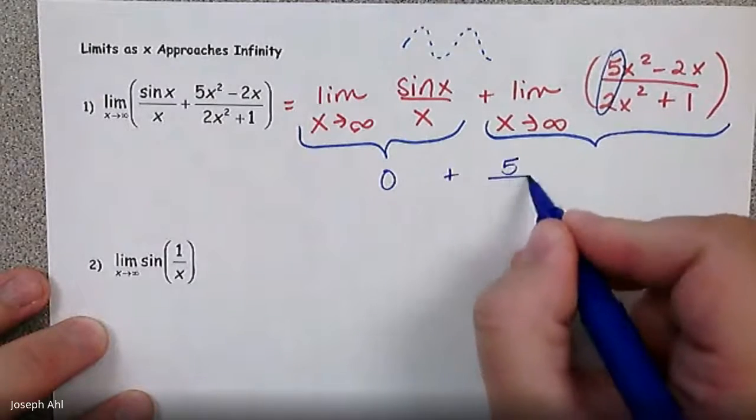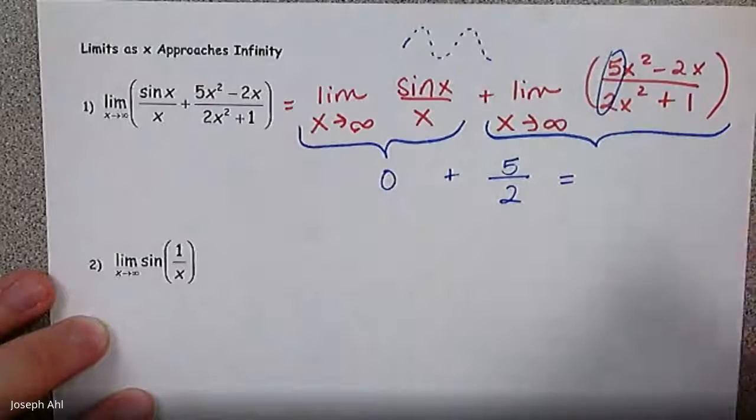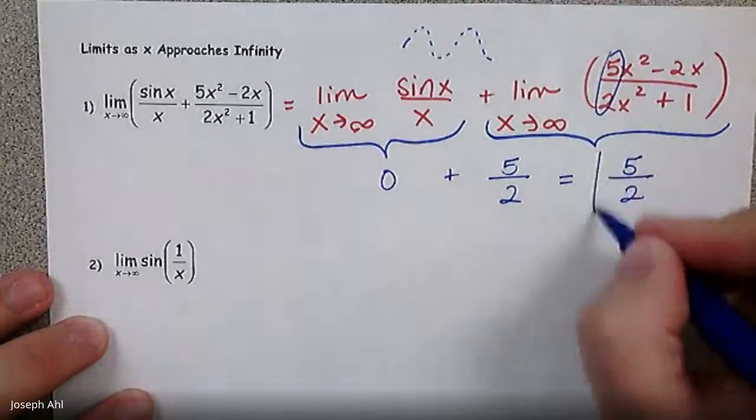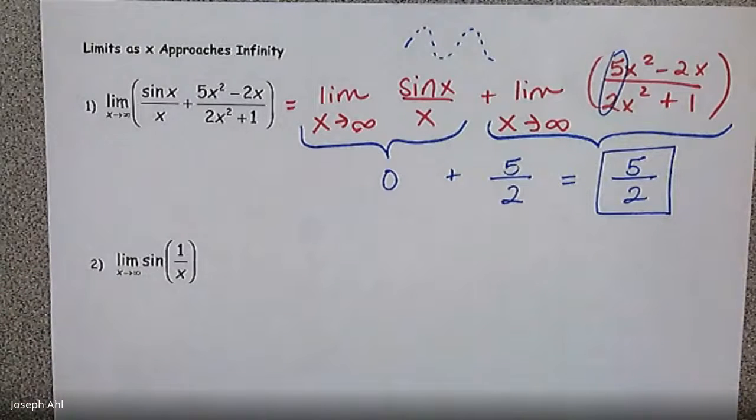5/2. So now that we've broken this down into these two distinct cases, you can analyze those limits individually and get that 0 plus 5/2 would be a final answer of 5/2. You can definitely confirm this on your calculator.